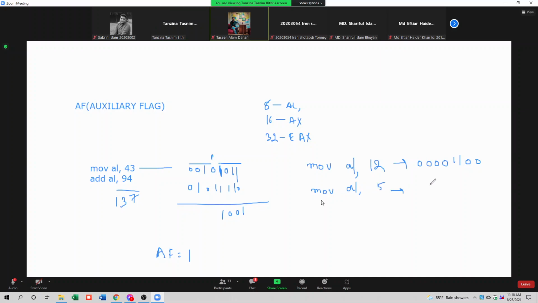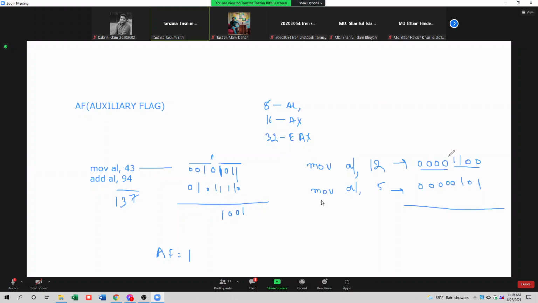Yes, ma'am. 0, 0, 0, 0, 0, 1, 0, 1. And this is a binary representation of 5. Now add these two numbers. This is your 4 low order bits and this is 4 high order bits. And how will the value of the auxiliary flag register be changed?